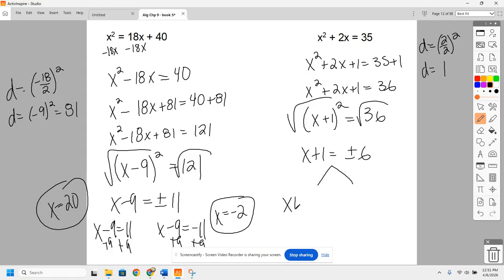Make my split. X plus 1 equals positive 6, and x plus 1 equals negative 6. Subtract 1. X equals 5. Subtract 1. X equals negative 7.